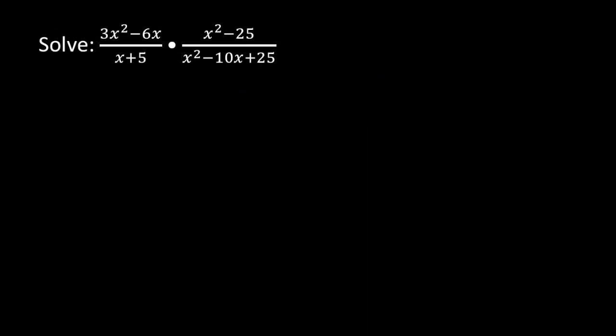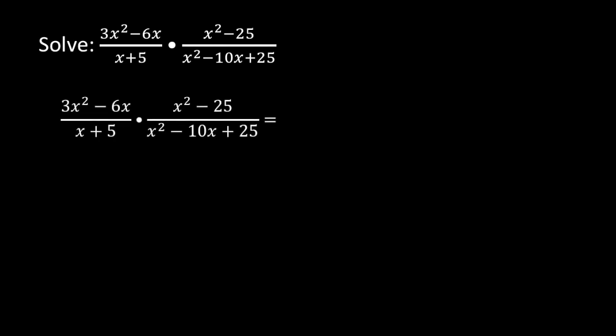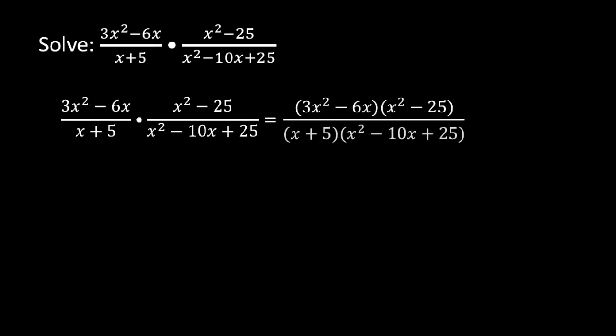For this example, we are asked to multiply two expressions. This is perhaps the easiest among the operations. Multiplying two rational expressions means multiplying the numerator of one expression to the numerator of the other, then multiplying the denominator of one to the denominator of the other. So, in this case, we multiply 3x squared minus 6x with x squared minus 25, and x plus 5 with x squared minus 10x plus 25.